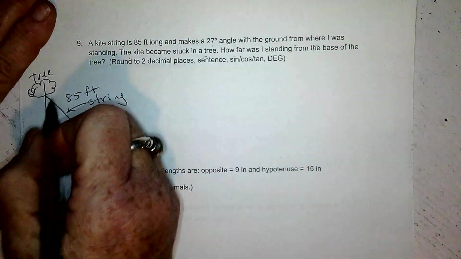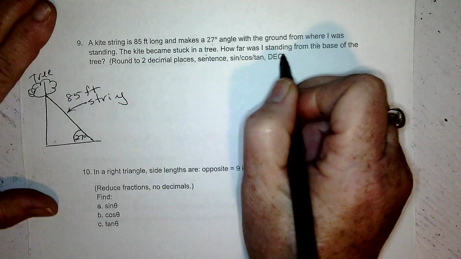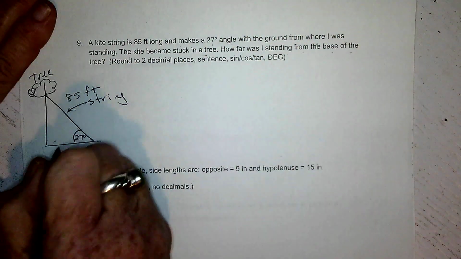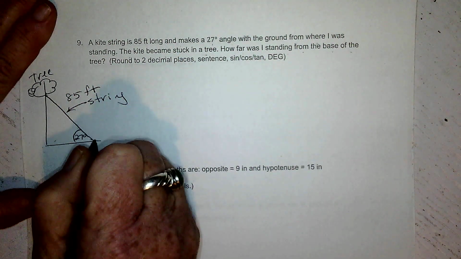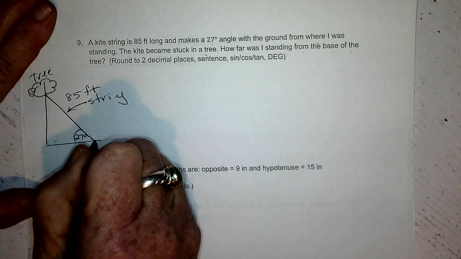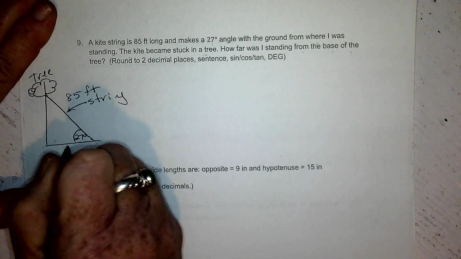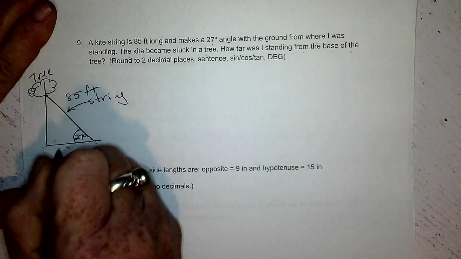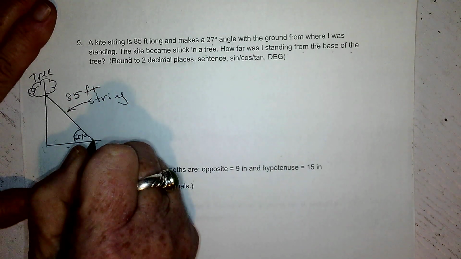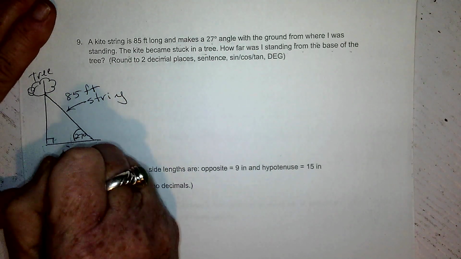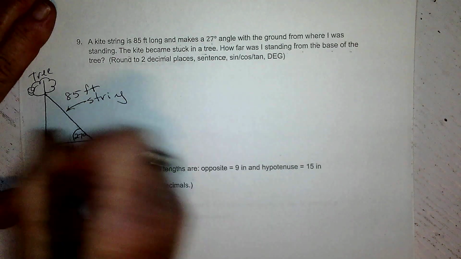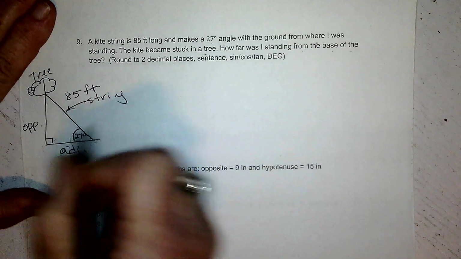The kite became stuck in a tree. Here's my tree. How far was I standing from the base of the tree? If this is where I'm standing, and this is the base of the tree, we want to know this distance here. Compared to the angle, this is the adjacent side, this is the opposite side, and of course this is the hypotenuse.